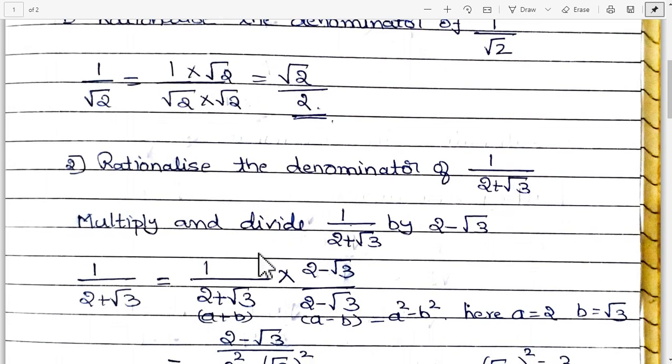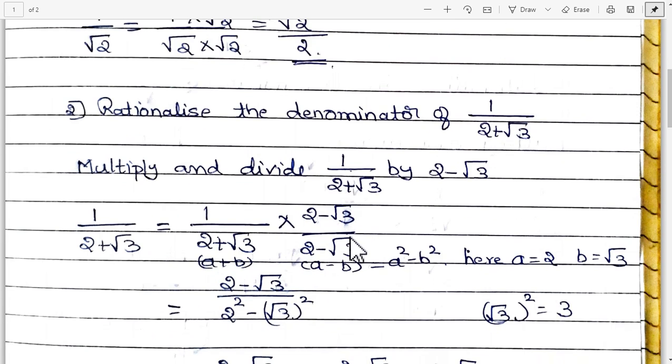Now again here we have to multiply and divide. Multiplying and dividing the same numbers, 2 and 2, root 3 and root 3, but with the opposite sign. If it contains two terms, the sign should be opposite when you multiply and divide. Plus becomes minus. Rest all will remain the same. So 1 by 2 plus root 3 is equal to 1 by 2 plus root 3 into 2 minus root 3 divided by 2 minus root 3. We multiply 2 minus root 3 for the numerator and for the denominator.